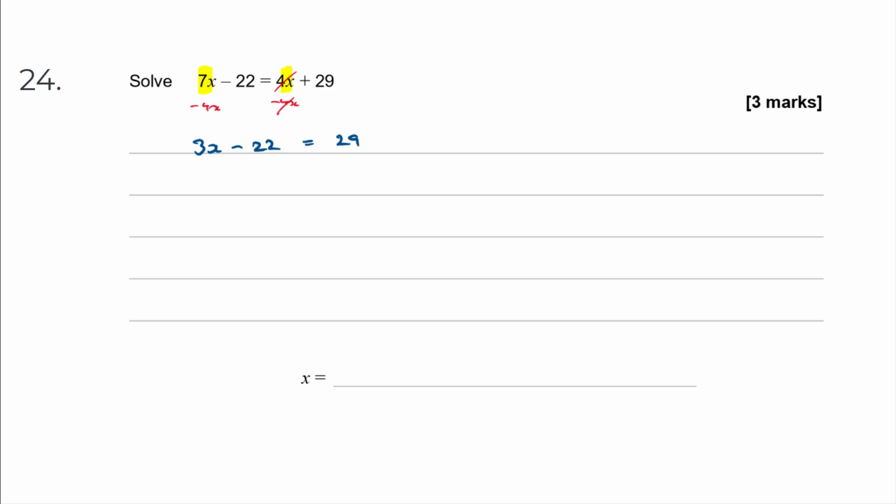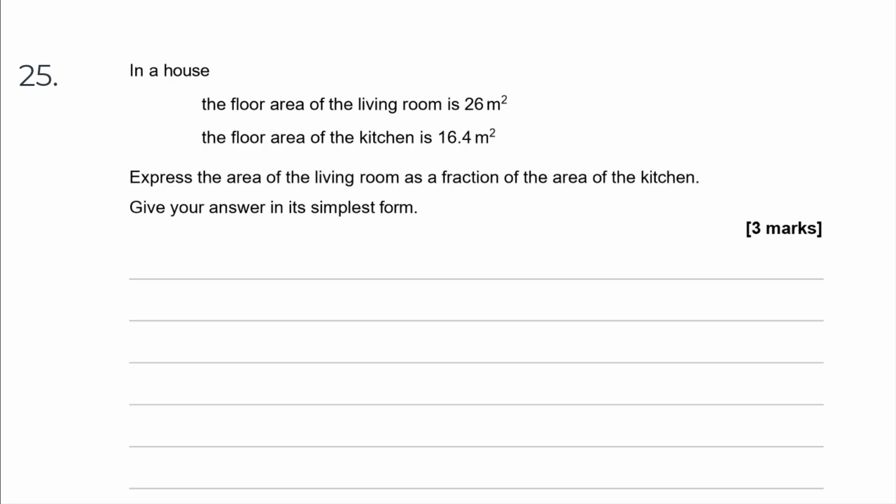Next step, let's get rid of that 22 on the left-hand side by adding 22 to both sides. Again, that will cancel. And then that will leave me with 3x equals 29 plus 22. That's 51, isn't it? So 3x is 51. And then finally, divide both sides by 3. We'll cancel those. Leave me with x. And then 51 divided by 3, that's 17 then, isn't it? So x is 17.